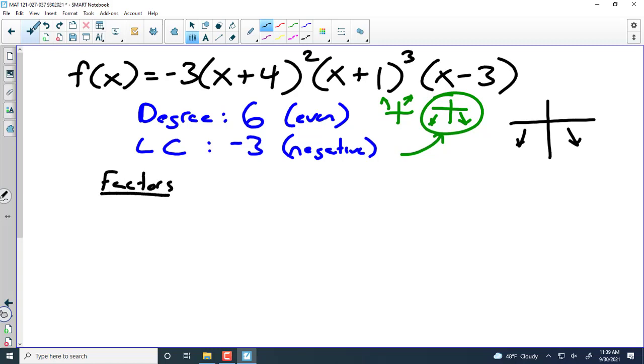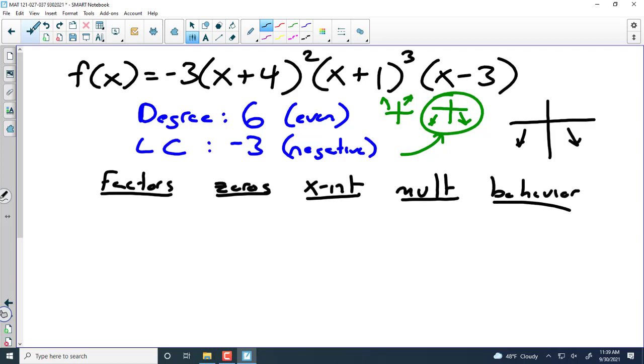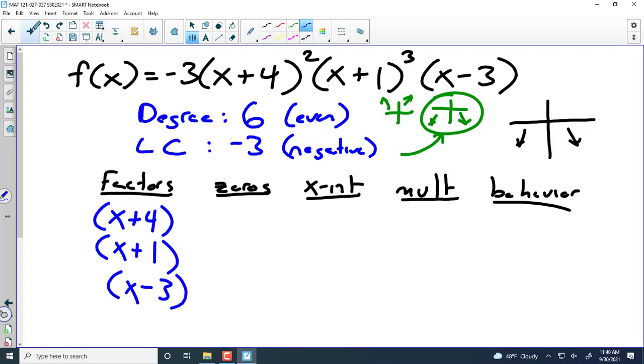All right, now I'm going to make a list, and it's going to be factors. I guess I can put zeros in there too. We'll do all of this for the first time through. Zeros, x-intercepts, multiplicities, behavior. We might shorten this chart on our next problem, but for this first one, we'll do all the little details. The factors are x plus 4, x plus 1, and x minus 3.